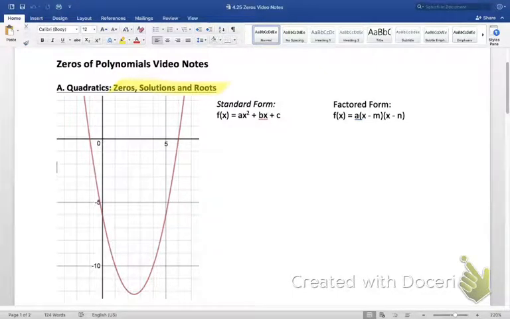So to review, the zeros of a quadratic function graphically are the places where the graph crosses the x-axis. So we have our x-axis here. It looks like we have a 0 at -1, and we also have a 0 at 6. Okay, now algebraically, we can also think about the zeros of a polynomial.